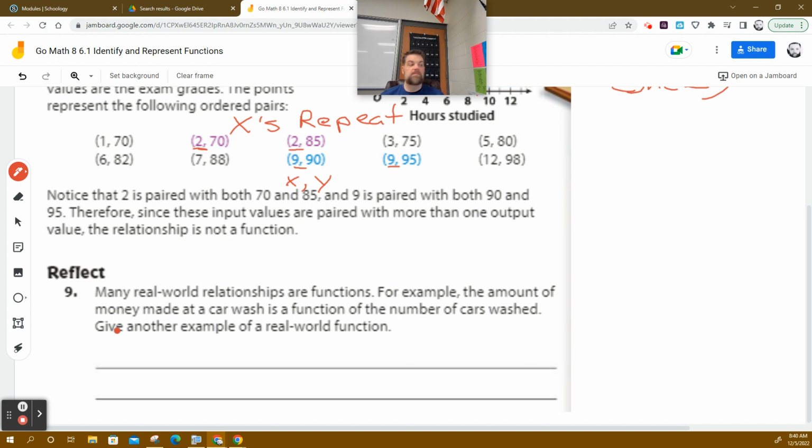Yes. How much you practice, school, study. You study and test grades. Well, that's what this is, and it's not a function. No, but there's a way. How much homework you do? That'll vary. Yes. The amount of money per cookie you sell and how many cookies you sell.